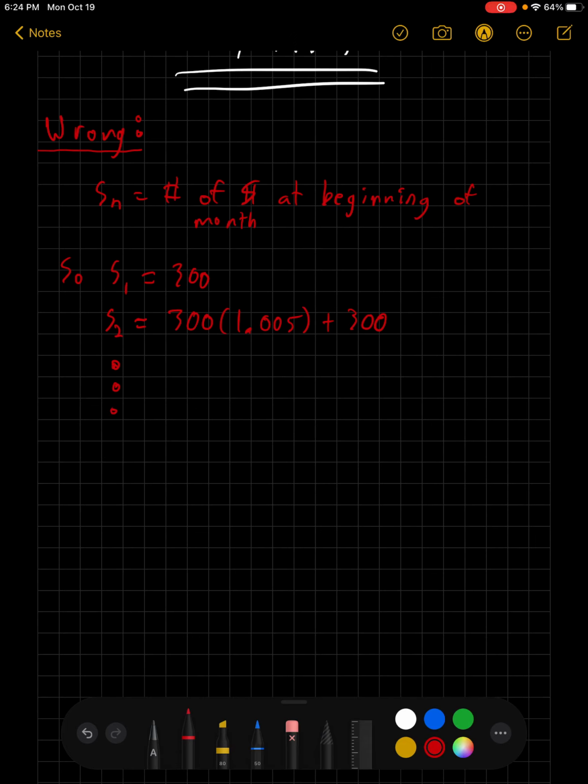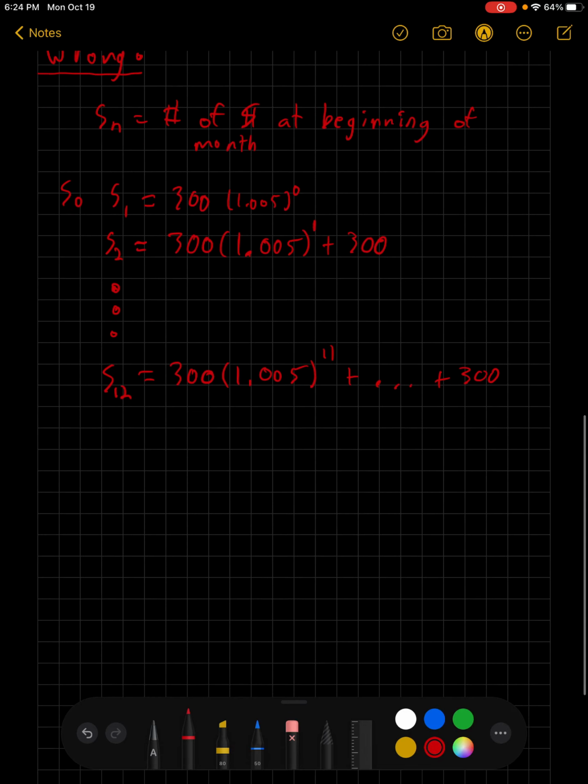all the way to the 12th month, and I'll have 300 times 1.005 to the 11th, because notice here when this was 2, this was 1, right? And when this was 1, there was a 1.005 to the 0 here. So it's always n minus 1. So I have 300, 1.005 to the 11th, all the way down to just 300.